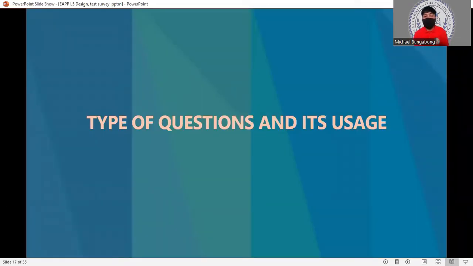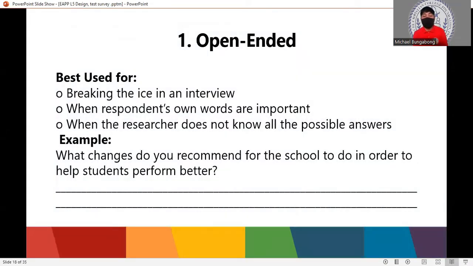So, types of questions and their usage. Open-ended questions are best used for breaking the ice in an interview. When there's an interview, you want to ask, how are you? You often get an open-ended question like, how are you doing? Things like that. Breaking the respondent's own words are important. And when the researcher does not know all the possible answers, then maybe you can ask this kind of open-ended question for explanation, answering the questions what and why.